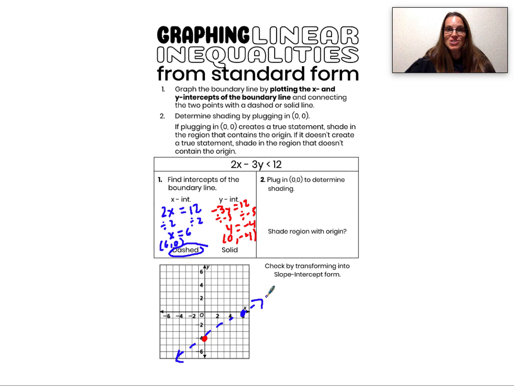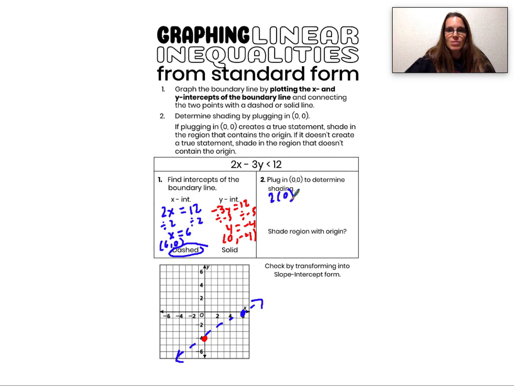The very most frustrating question that I get all the time in this unit is, do I need to shade? Is this one where I shade? Every linear inequality will have a shaded region. The solution to the inequality is those infinite number of points in the shaded region. Okay, I cannot trust that I'm shading below. I'm going to plug in 0, 0 to determine shading.